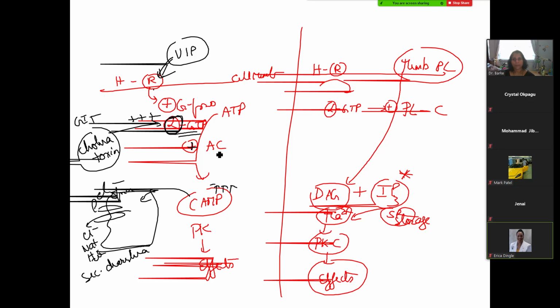Sorry, what does VIP stand for again? Vasoactive intestinal peptide. It's seen in a tumor secreting VIP, called VIPoma, which is secreted by non-beta cells of the pancreas. Remember, the non-beta cells can secrete gastrin, and there is a tumor which secretes VIP as well. So vasoactive intestinal peptide acts on its receptor, activates G protein persistently, and that's how it leads to cyclic AMP effects.